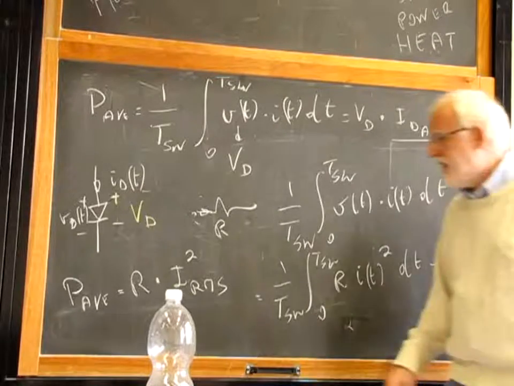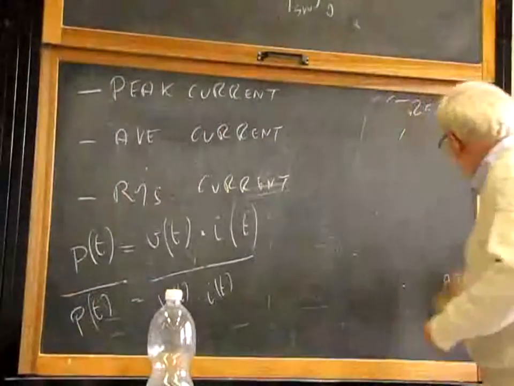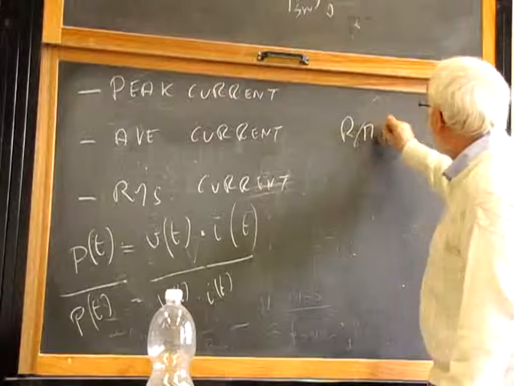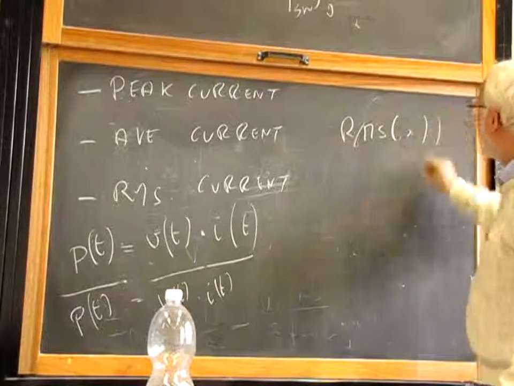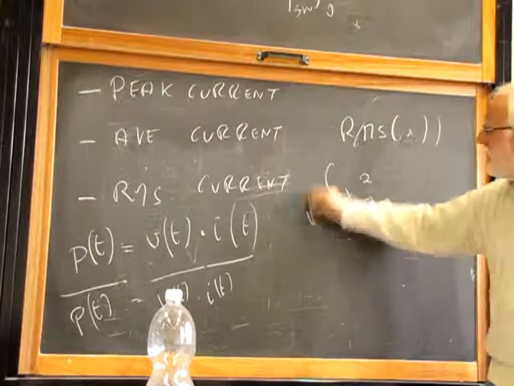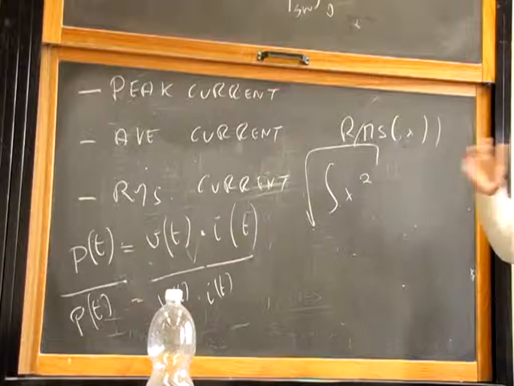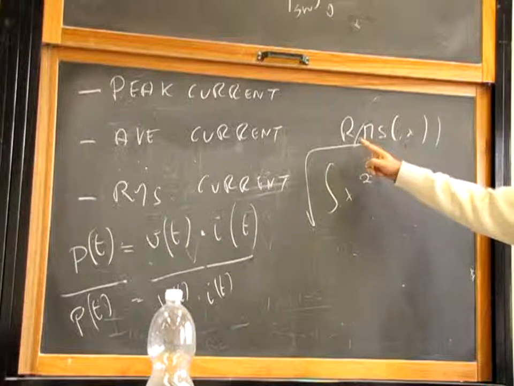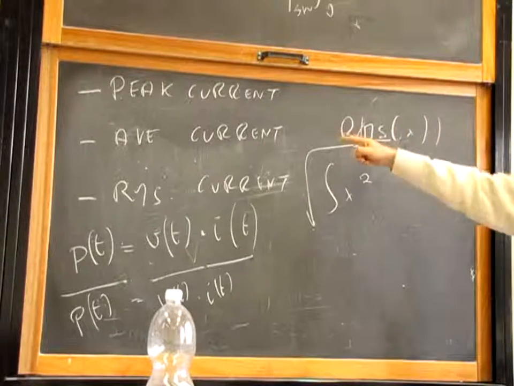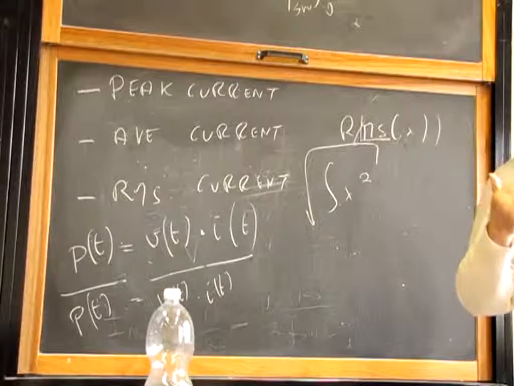RMS is just a recipe. RMS of a quantity means take this quantity, square it, average it, and take the square root. This is what RMS means. Just do this, do that, do that. Then in many cases you have to square it again. So in many cases we will stop at this point. We don't want to take the square root because quite often we have to square it again. But this is the definition of RMS.